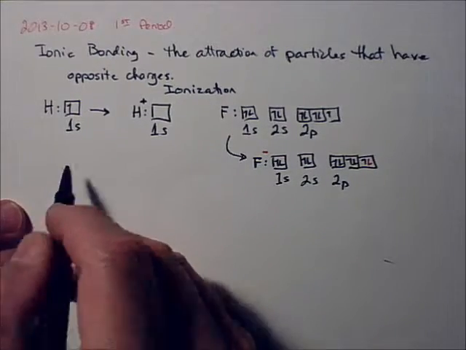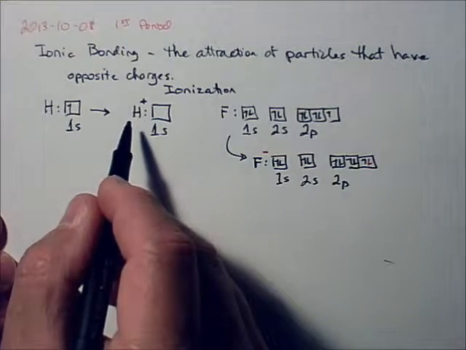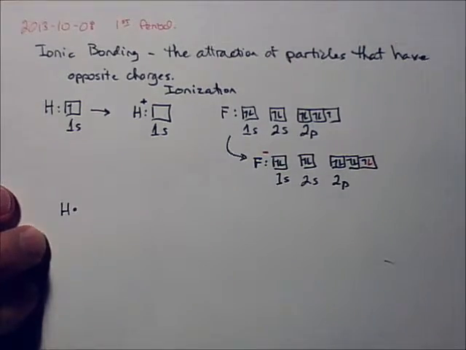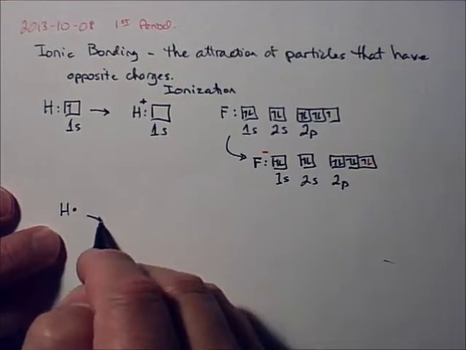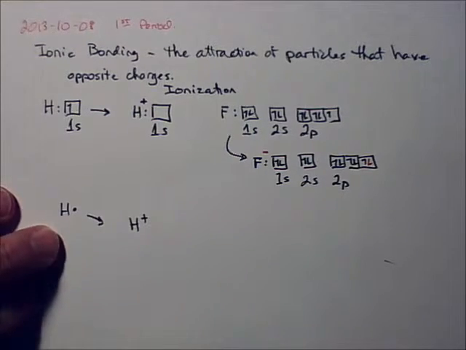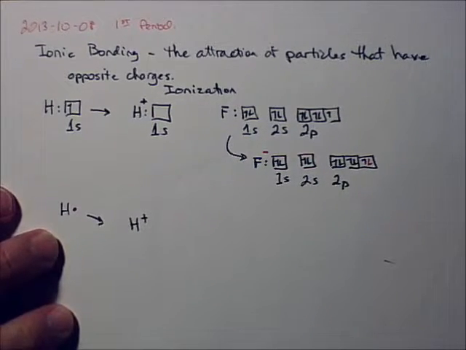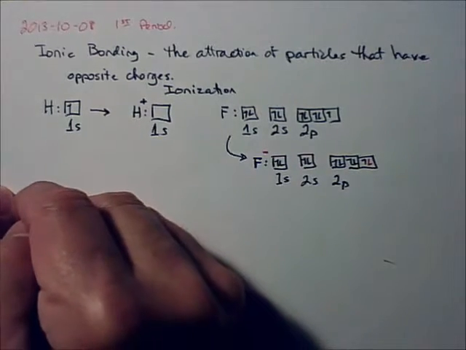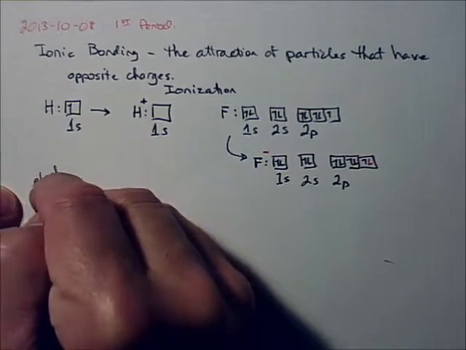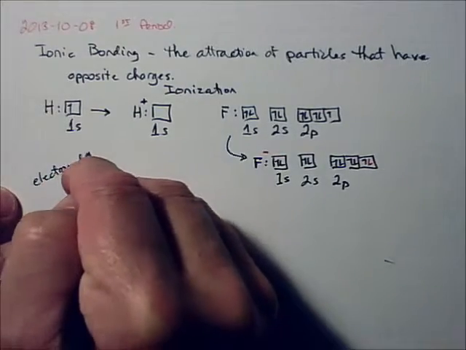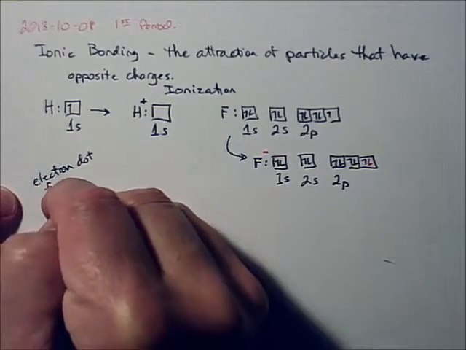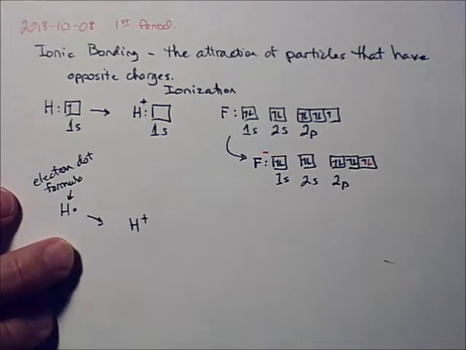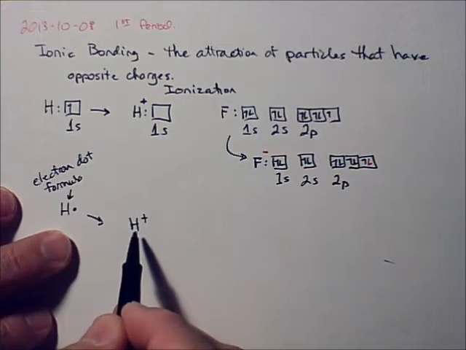All right. So then the hydrogen ion, since it lost its one electron, when it ionizes, it just becomes H+. What is the little dot? That's the electron dot. This is the electron dot formula here. So if we lose that electron, it becomes H+.